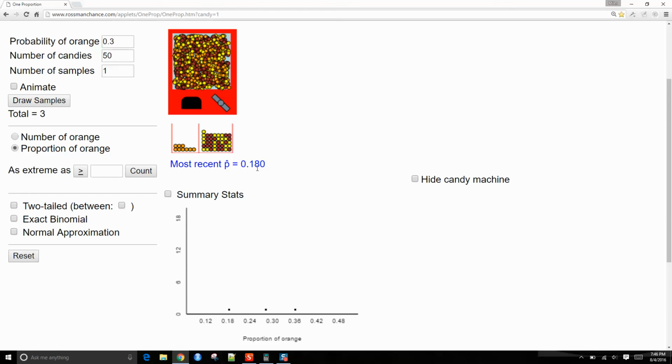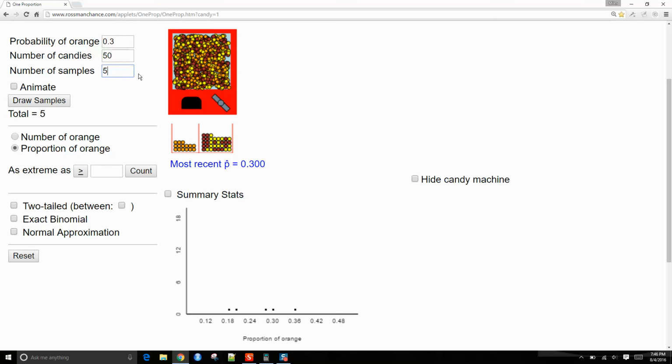Every time we're taking a scoop of 50 pieces of candy out, and we're going to count how many orange pieces we get. Sometimes we get more, sometimes we get less. Here I got 10 orange pieces, so that's 20% orange, and we get a dot right there at 0.2. We just keep doing this. Here I got 15 orange pieces, 30% orange.